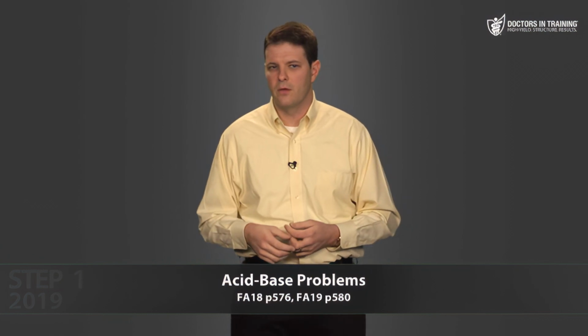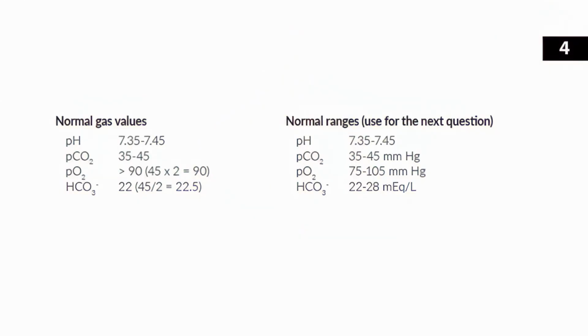So on number 4, pH is 7.35 to 7.45. For PCO2, you just remove the 7, so the normal PCO2 is 35 to 45. Normal PO2 should be about double the PCO2, so normal PO2 is greater than 90. Then the normal bicarb is about half of the PCO2. I usually remember 22 to 24 for bicarb. So those are your normal gas values.